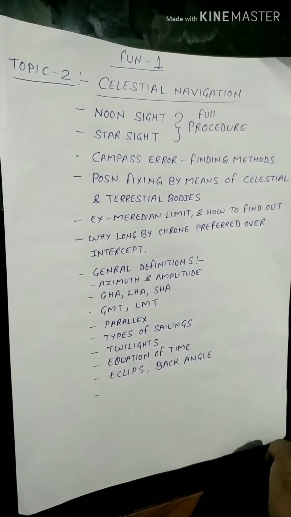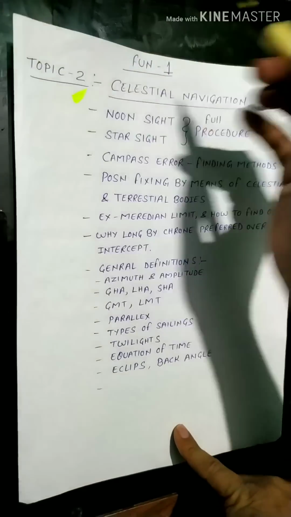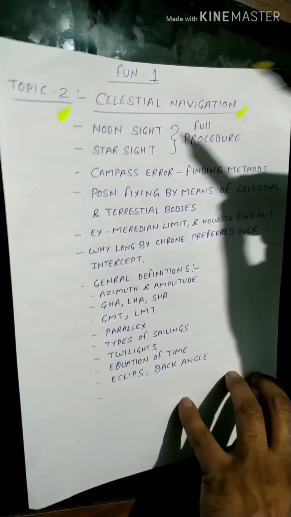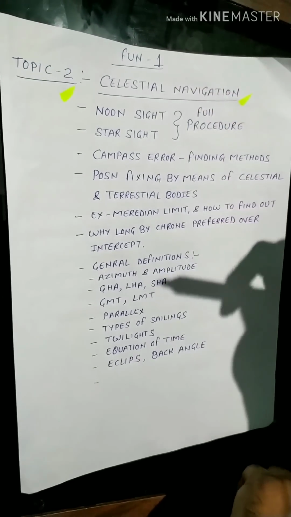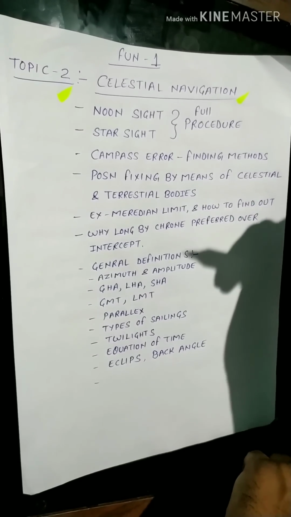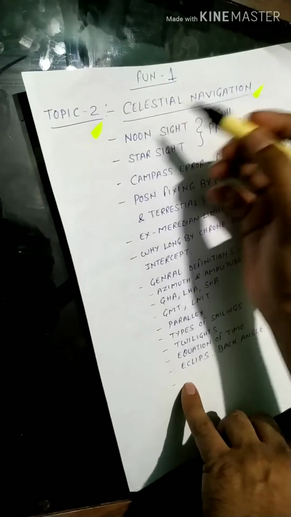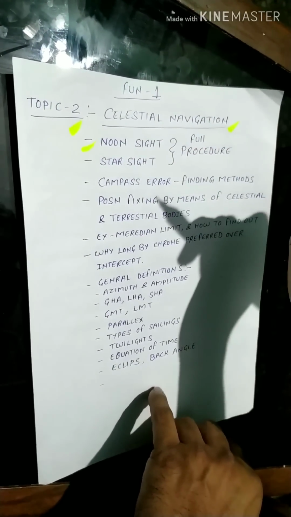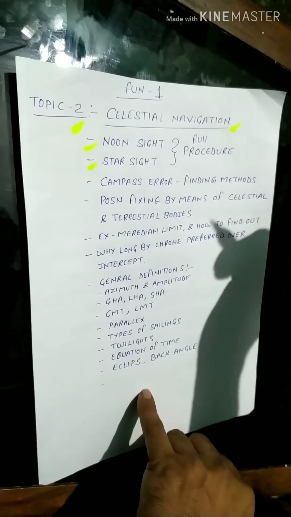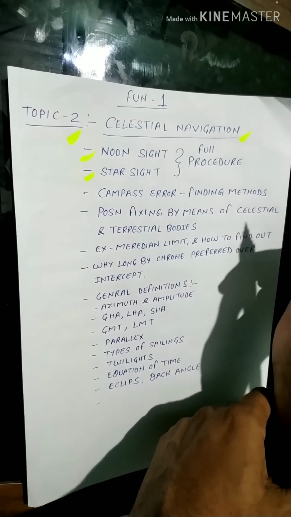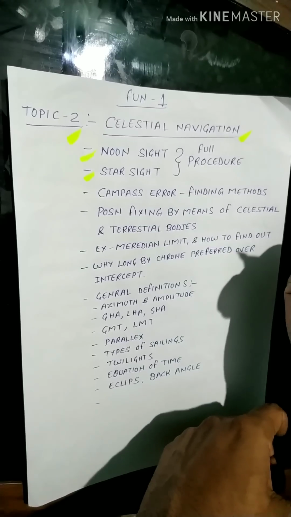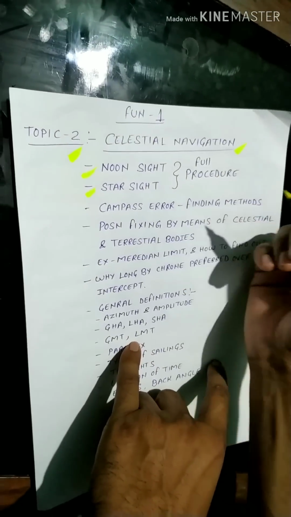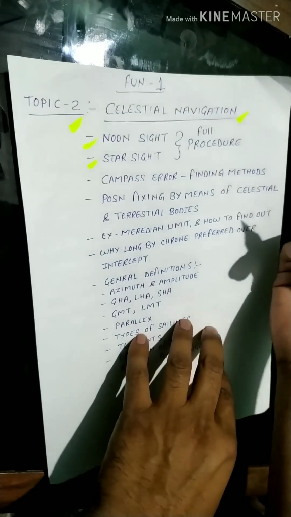In Function 1, the next topic, topic number 2, is celestial navigation. In celestial navigation, I have covered full celestial navigation, in which the surveyor will ask. We will start from the noon sight. Surveyor will ask the full procedure of the noon sight or star sight, or they may ask when to take intercept and when we take longitude by meridian altitude. So you have to prepare well for noon sight and star sight by intercept and long method.